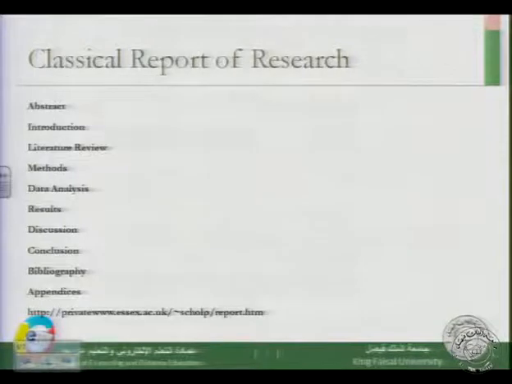In the next class, I'm going to talk about the classical report of research. This is the classical report of research: abstract, introduction, literature review, methods, data analysis, results, discussion, conclusion, bibliography, appendices. And I have here a link for you. This is a link for a well-known famous researcher, and he has many articles and books about research, and he explains this classical report of research. We are going to visit that link from time to time to know the meaning of abstract and introduction.